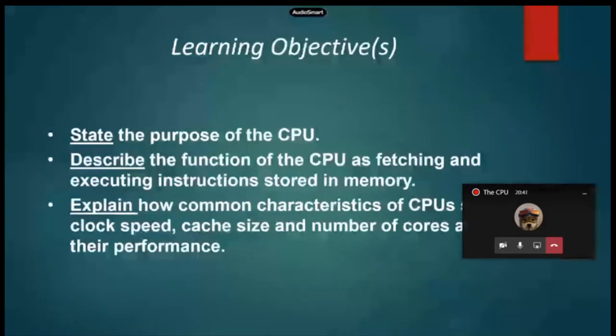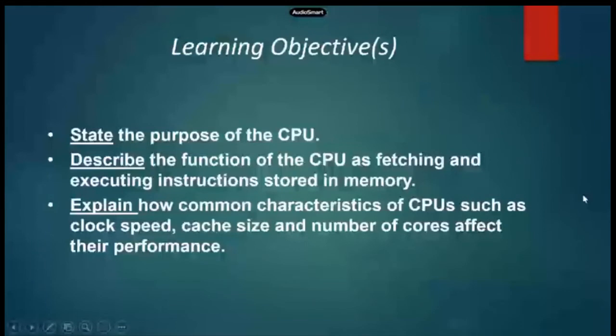CPU. So what we're going to do is talk about the CPU. We're going to understand the function of it, and then also explain the characteristics of the CPU. The keywords I'm going to go through are clock speed, cache size, and number of cores.